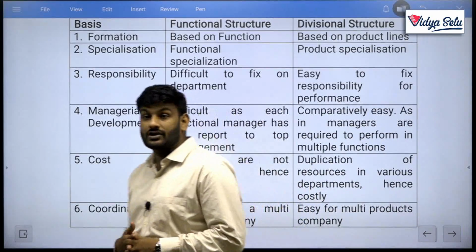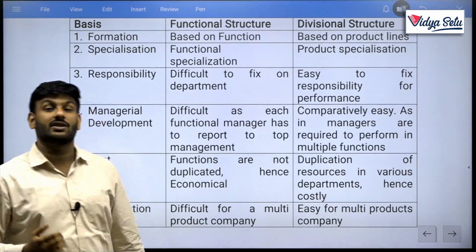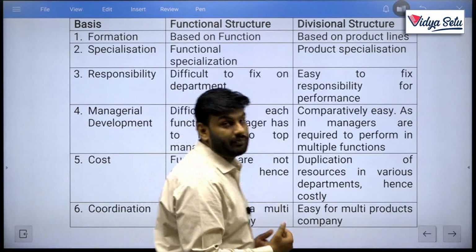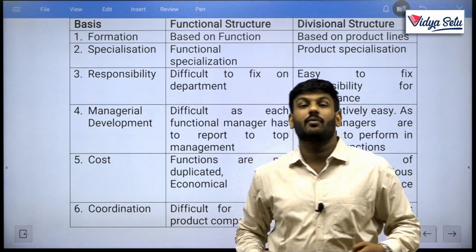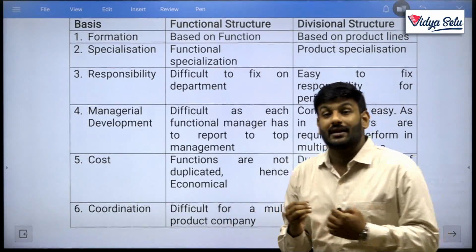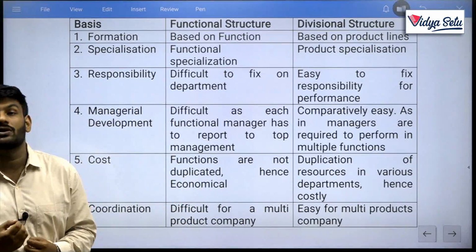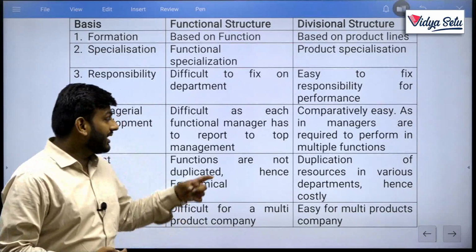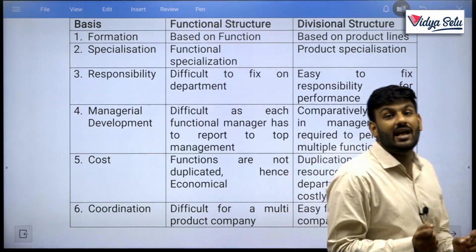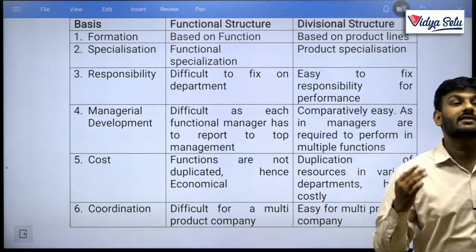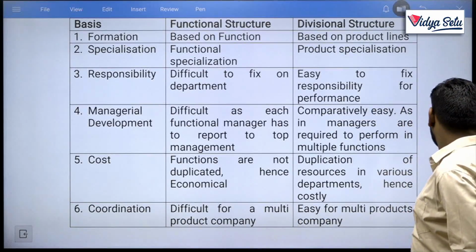In case of functional structure, it is difficult for a functional manager or particular department manager to coordinate with other functional managers at the same level. Like if the HR department wants to communicate with the marketing department, they require high coordination, but if they don't get the coordination, they won't be able to achieve the targets on time. But in case of divisional structure, it is easy because each divisional manager is responsible and can deal with each production manager or each functional manager. Let's discuss this point with an example.